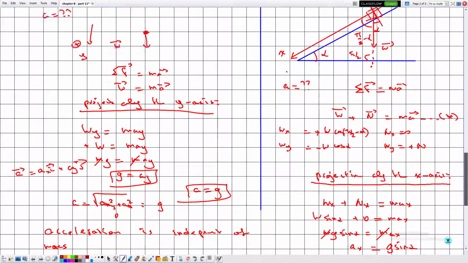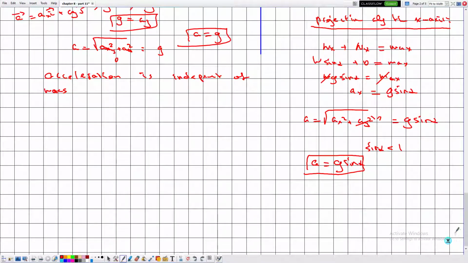And recall here that alpha is the angle of inclination. What I'm trying to say is that in the case of free fall, the acceleration is given by g, and in the case of an inclined plane with angle of inclination alpha, the acceleration will be proportional to g, but the proportionality constant is given by sine alpha.